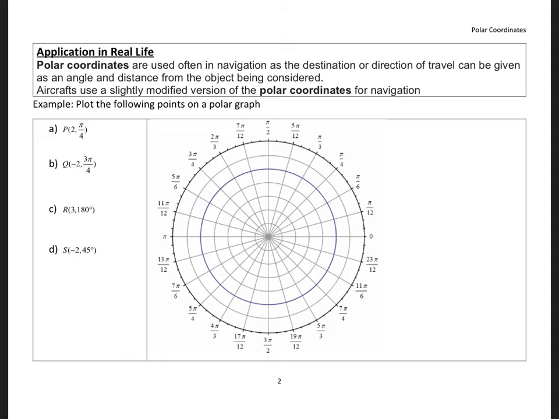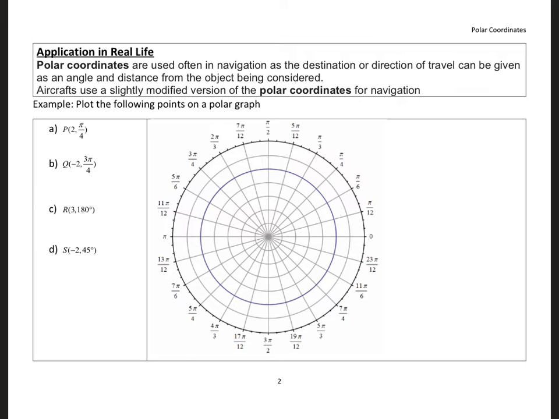So where do we apply these in life? Polar coordinates are used in investigation, as the destination or direction of travel can be given as an angle and distance from the object being considered. And aircraft use a slightly modified version of the polar coordinate system for navigation, so they can measure the distance of an object from the plane itself. The plane becomes the pole.